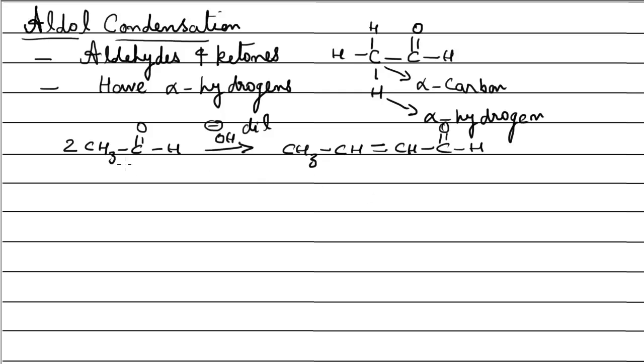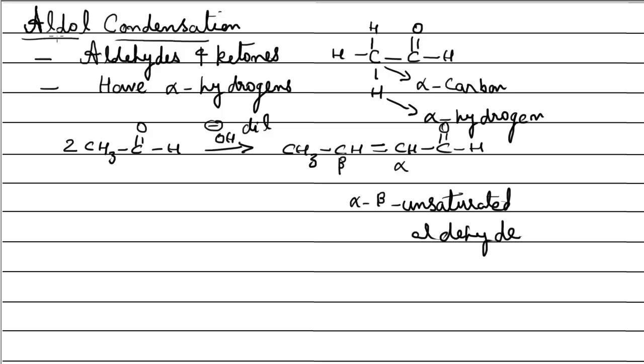So two molecules of acetaldehyde are converted to this. This is the beta carbon, sorry, let's erase this. This is the beta carbon and this is the alpha carbon. So this is the alpha beta unsaturated aldehyde, and if you use a ketone, it's going to give you a ketone.